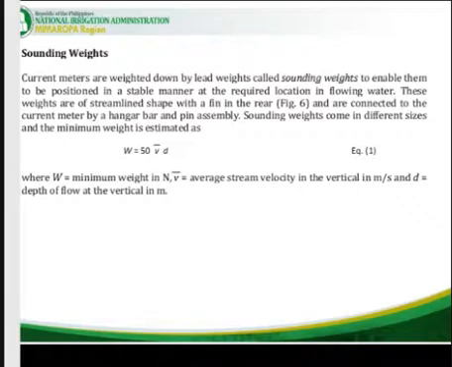Sounding weights come in different sizes and the minimum weight is estimated as W equals 50 V bar D, where W is the minimum weight in Newton and V bar is average stream velocity in the vertical in meters per second, and D is the depth of flow at the vertical in meters.